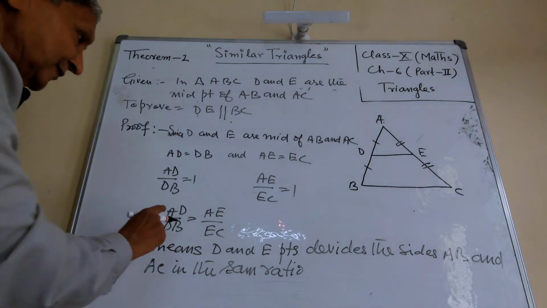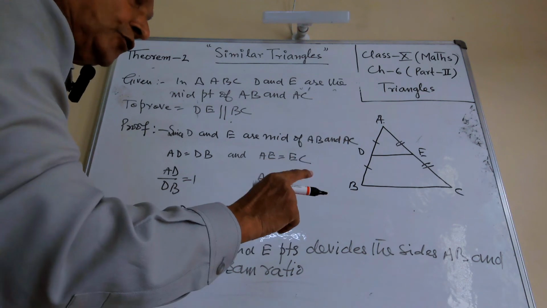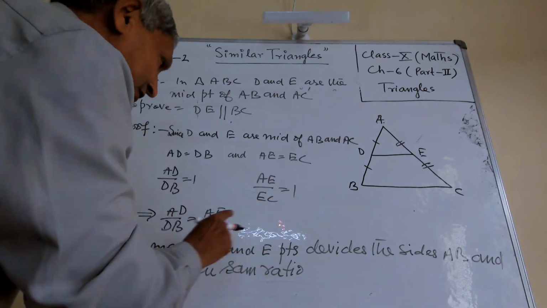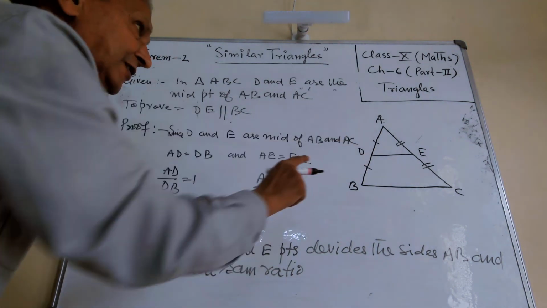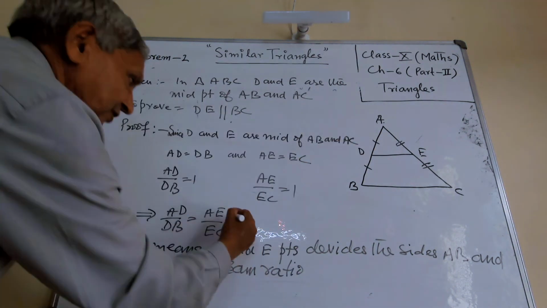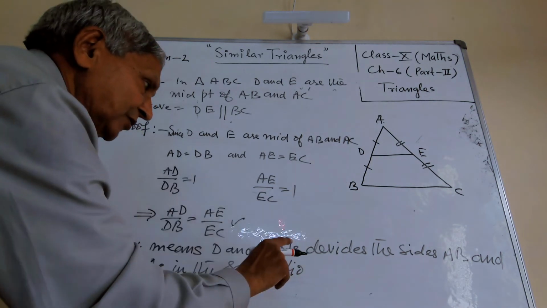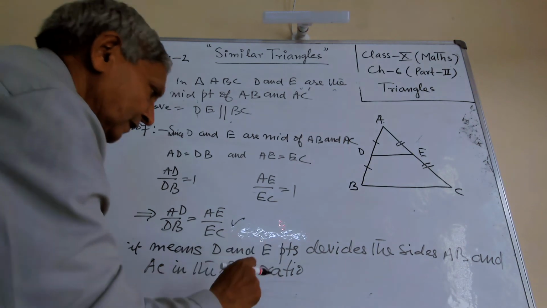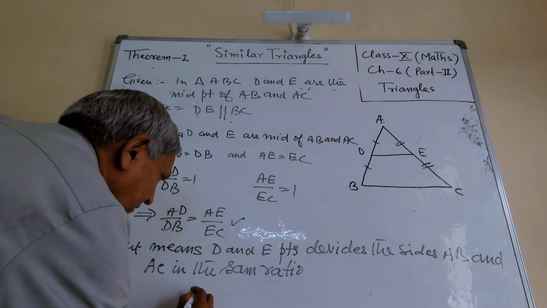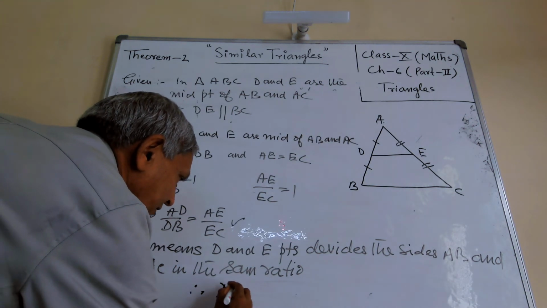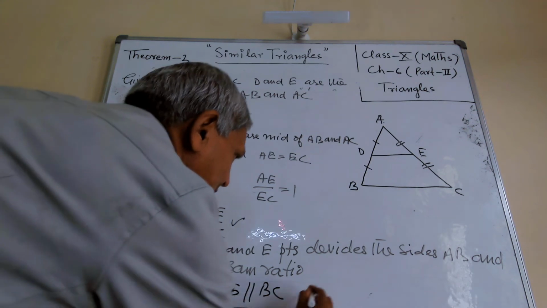When these are equal, by the proportionality theorem, it means D and E points divide these two sides in the same ratio. If this is so, then D and E divide the two sides in the same ratio. Therefore, by proportionality theorem, DE parallel to BC. Proved, hence proved.